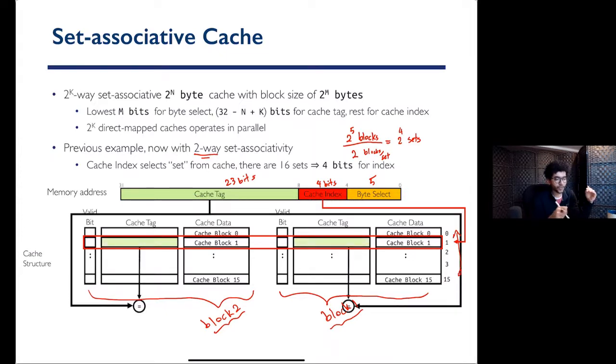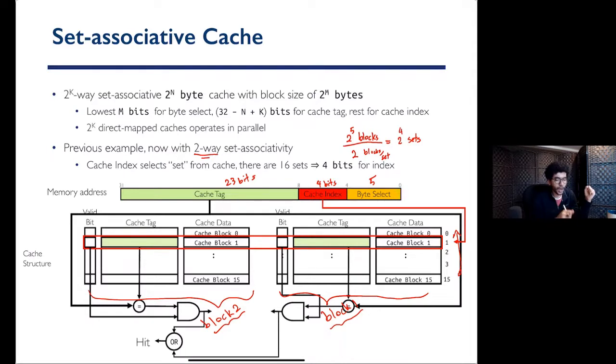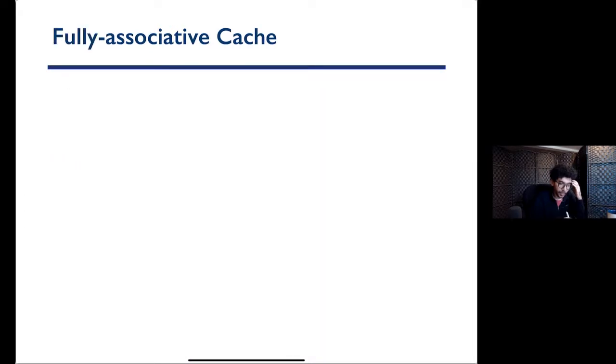Now I have to check the tag for both of them because I have 2 candidates. And then if they're valid, if this cache is valid, then I have a hit. Otherwise, I have a miss. And once I found my block, then I can look at the particular byte within that block to read my data.